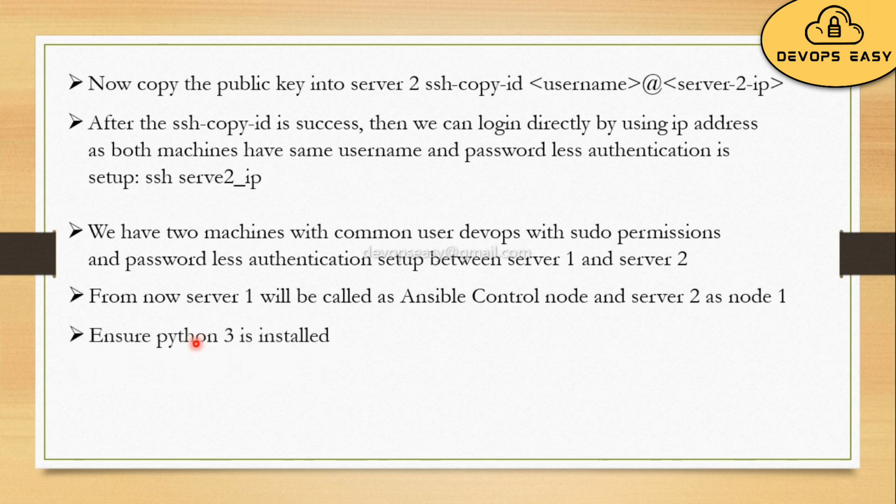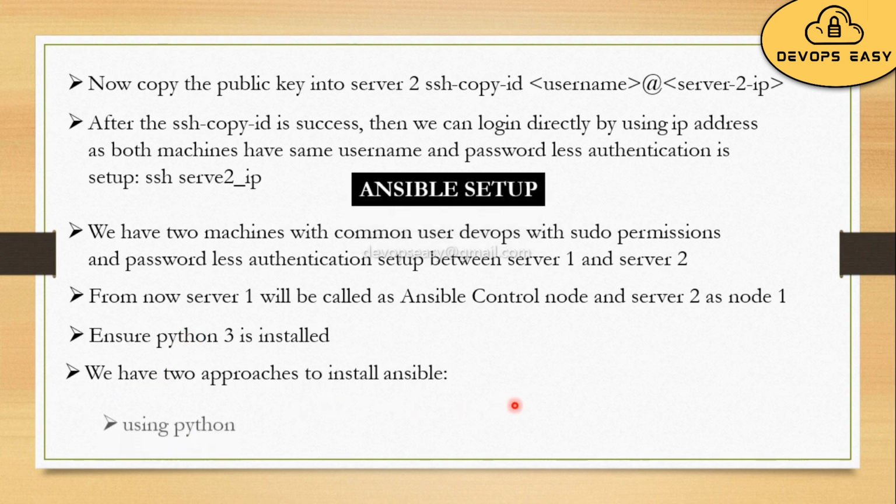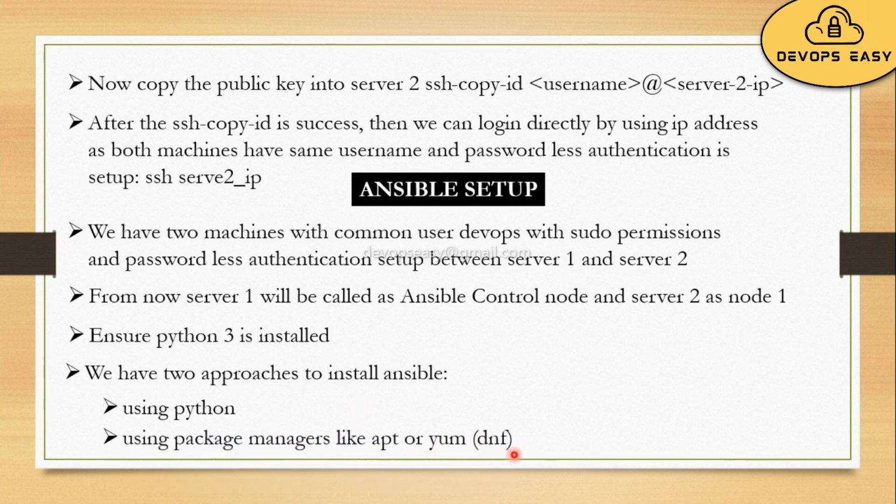And I told you that Python 3 will be installed on both the nodes because Ansible was built in Python. Ansible in the background works with Python. So if you want to install any software, Ansible will execute a playbook, but in the background a Python script will run, not Ansible. That's the reason Python 3 is mandatory. For installing Ansible also we have two approaches. You can install using Python, or using the apt or yum package manager.